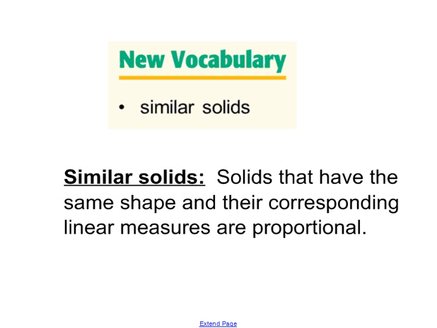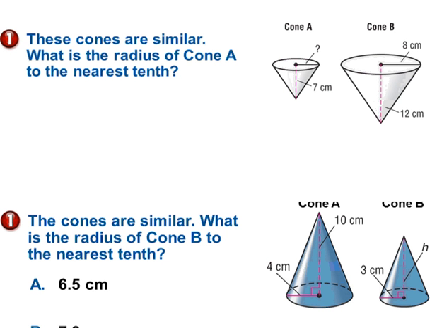A similar solid is solids that have the same shape, and their corresponding linear measures are proportional. Not equal, but proportional. All right? So let's jump in and look at something here. These cones are similar. What is the radius of cone A to the nearest tenth?